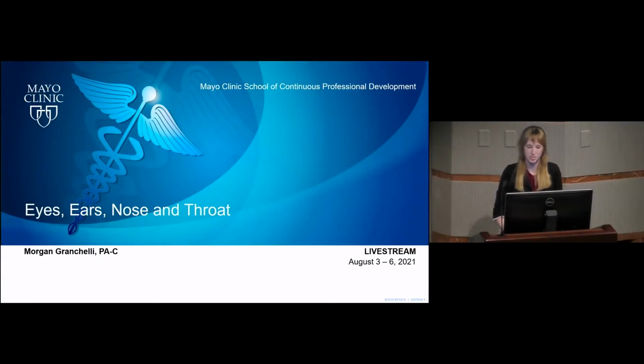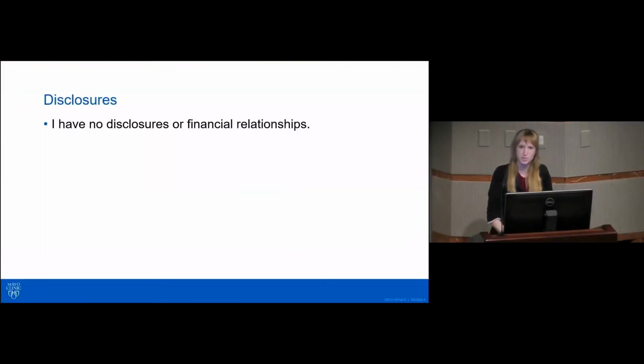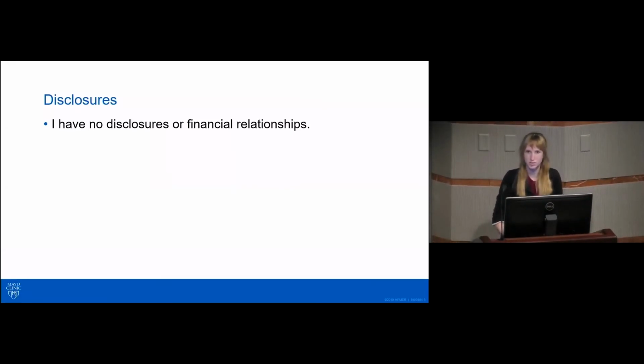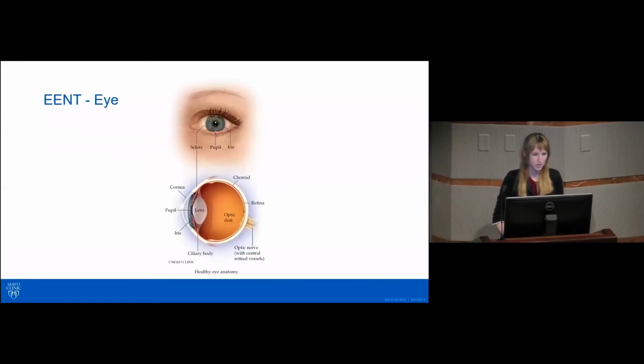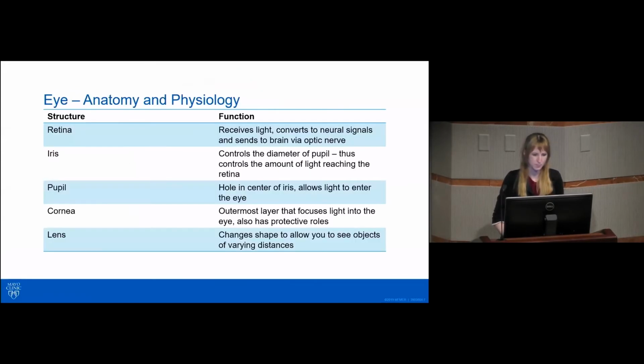So we'll go ahead and get started with the EE&T portion of this course. First up, disclosures. I have no disclosures or financial relationships to disclose. These are our objectives for this hour. To start off, I included some pictures for review of the eye. Here I have listed some anatomy and some functions associated with those structures.